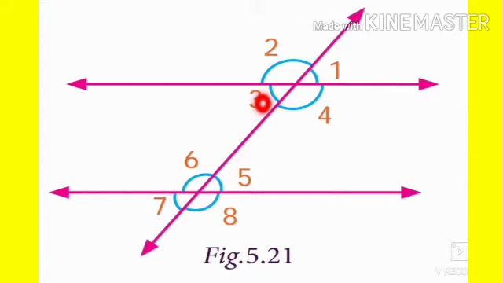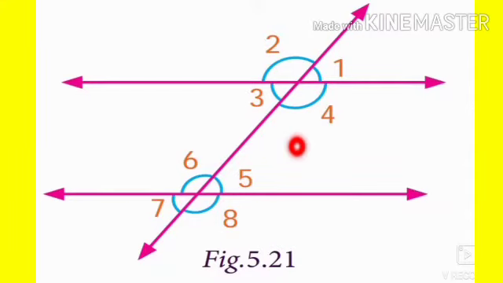Alternate means opposite. Interior means it lies between these two lines. So we have to concentrate on these 4 angles, and since it is alternate, we have to see the opposite of this angle. Here it is angle 5. So the angle that is alternate interior to angle 3 is angle 5.